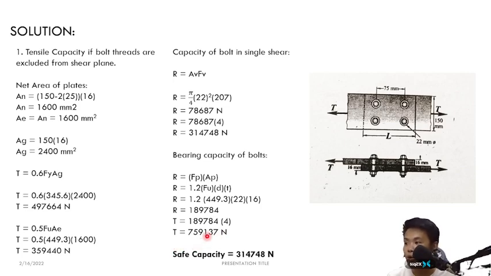759,137 Newton. So, kung makikita natin, from dito sa tatlo na nakuha natin na 497,664, 359,440, 314,748. So, ang gagamitin natin dito ay yung may pinakamababang load or force. So, ang gagamitin natin ito 314,748 Newton. So, kung mapapansin, makikita natin, pasok siya sa bearing capacity ng bolt. So, ang safe capacity natin is 314,748 Newton.